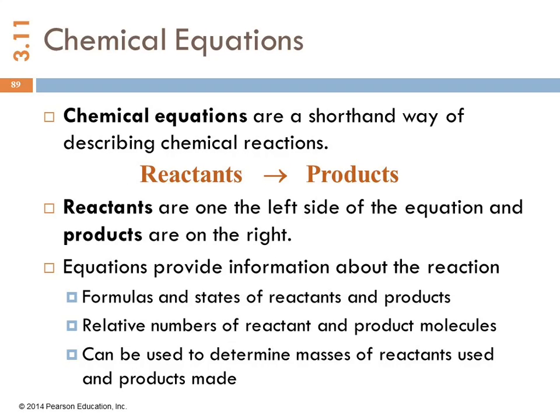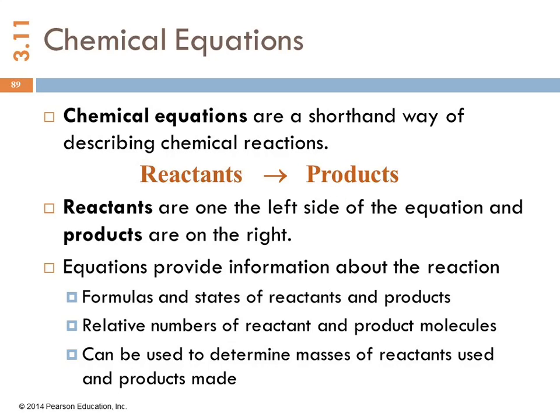A chemical equation is just a description of the reaction. It's like a shorthand. It's a little bit like a math equation. We've got reactants on the left side and an arrow that points to the products. The reactants react to produce the products.